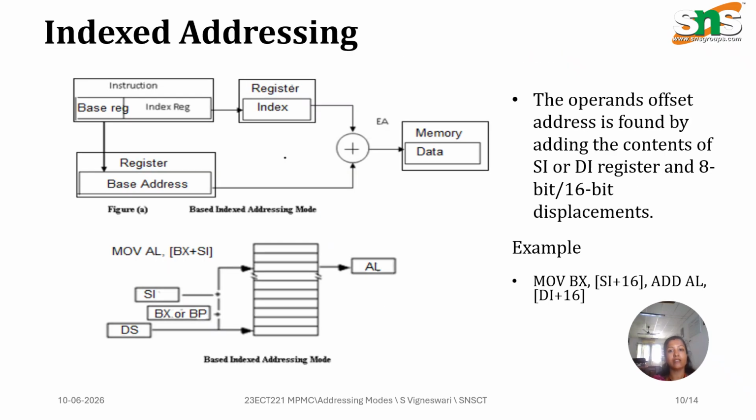In the indexed addressing mode, the operand address is found by adding a constant displacement to the SI or DI register. For example, MOV BX, [SI+16]. Suppose SI contains 1000H. Here the processor needs to access the data and search through arrays or process strings. So instead of specifying multiple addresses, we simply update the index register and access the information.